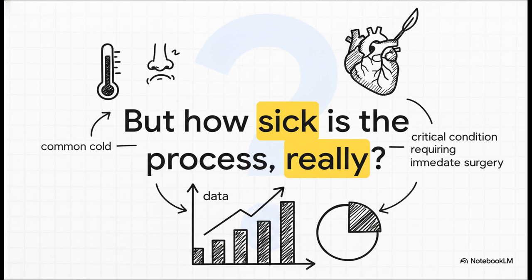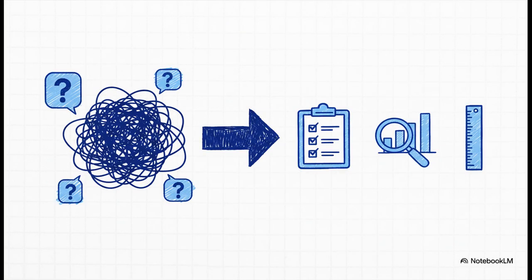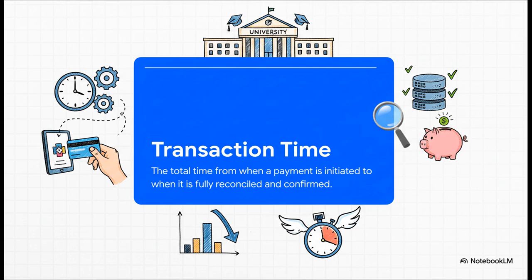At this stage, gut feelings and stories just aren't enough. We need data. So the next step is simple, but it is absolutely essential. We have to start collecting objective evidence. The whole goal here is to replace our assumptions with facts and to really see what's happening inside the process. For our university case, the most important vital sign is transaction time. Simple, right? It's just the total time from the moment a student pays Poly to the moment their payment is fully reconciled and confirmed.